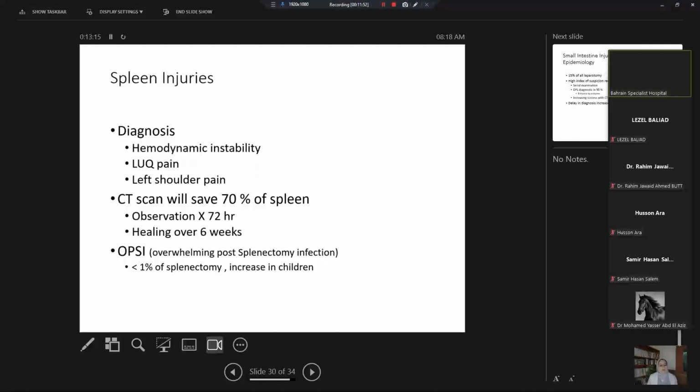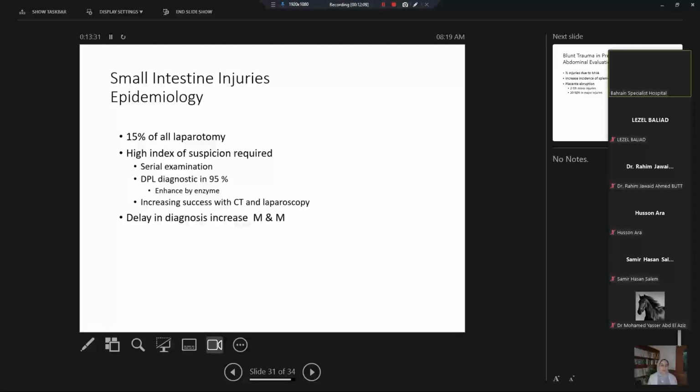We have a major complication after splenectomy operation. We call it the OPSI, which is overwhelming post-splenectomy infection. It's less than 1% of splenectomy, and it increases in children.